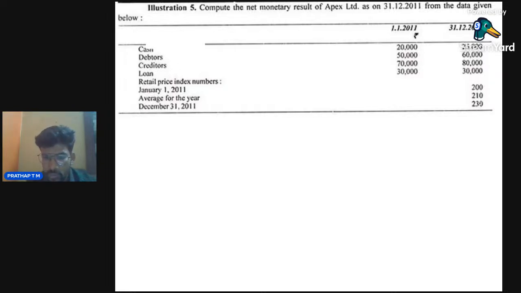Next, what we have to do? We have to convert the 70,000 opening balance into present value: 70,000 into the opening value, 230 divided by 200, is 80,500. Your closing value is 85,000, so the difference is negative 4,500. You should not make it positive; it is actually negative. Your value should be 80,500, but it is 85,000. Next, the addition is 70,000 minus 85,000, that is 15,000.